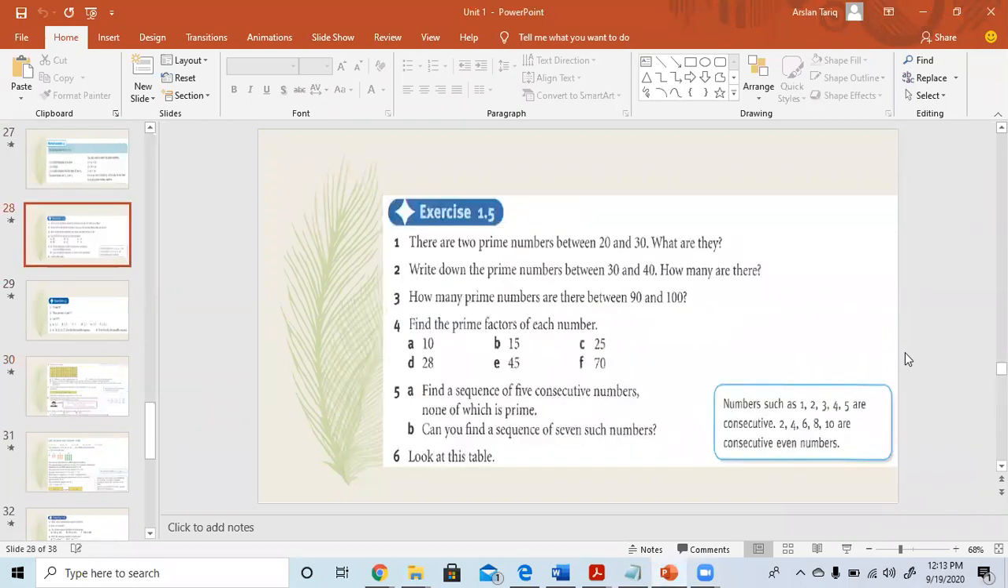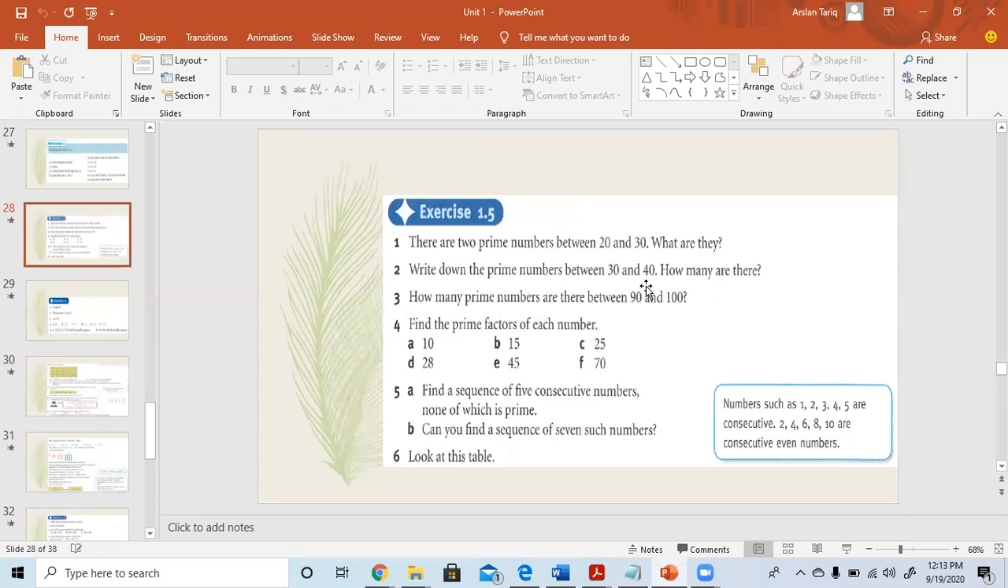What are two prime numbers between 20 to 30? These are all numbers we discussed. I hope all of you understand these things. Now let's suppose I discuss this topic briefly, just a few things. The prime numbers between 20 to 30 are 23 and 29. Between 30 to 40, 31 and 37, and like that, between 90 to 100, there is only 97.